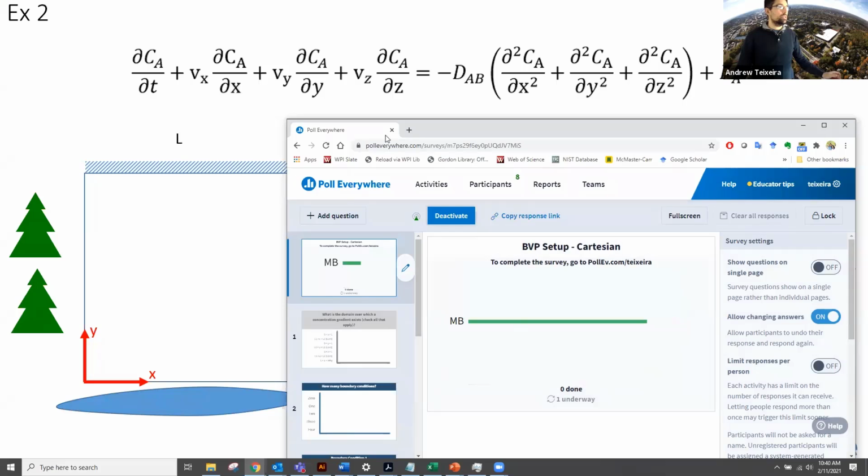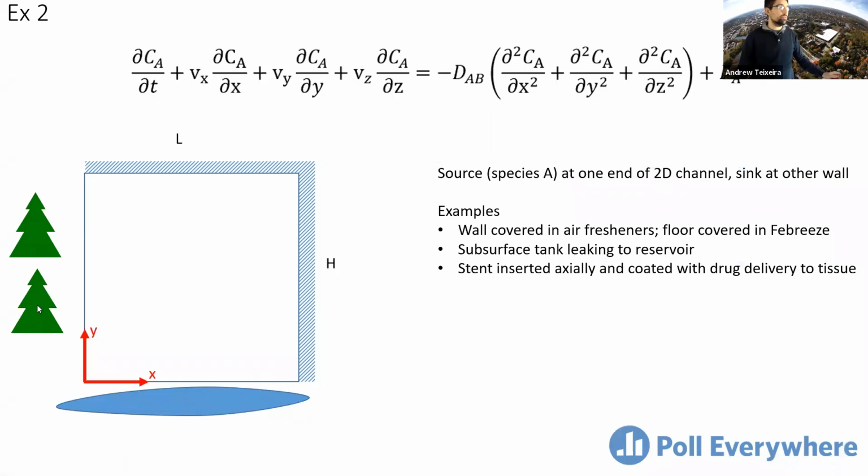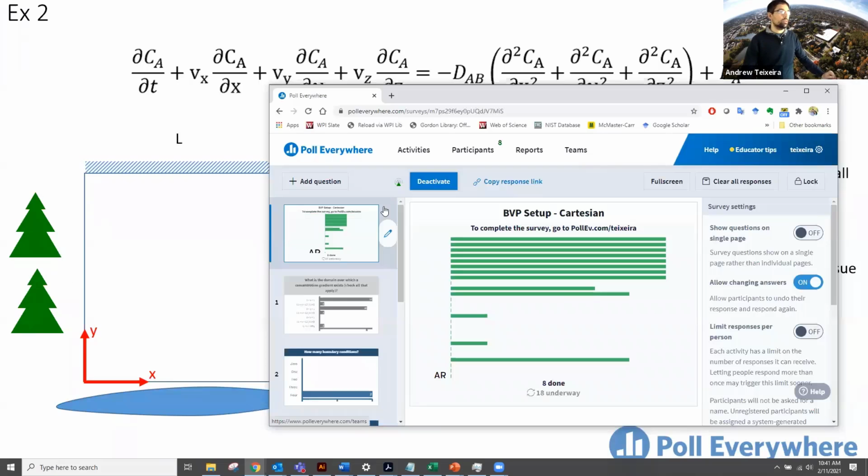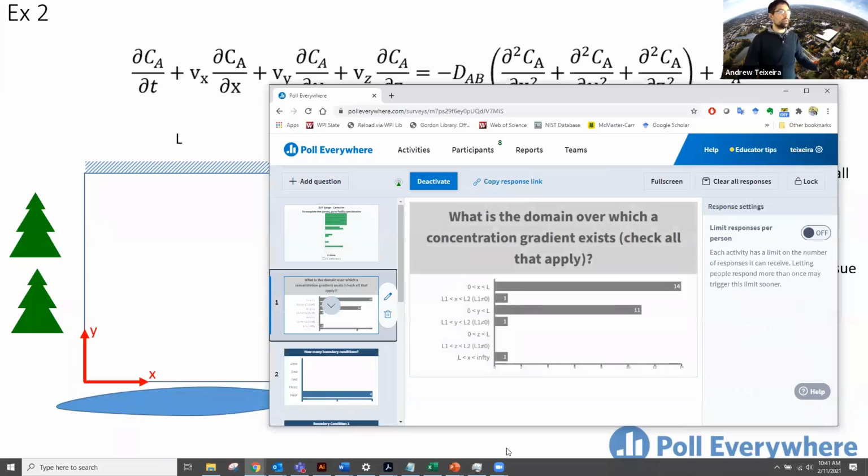All right, so we're going to move on to this next example. This is the exact same thing, except I now move the air fresheners to be on one of the walls. So the source term, which has species A, is at one end of a 2D channel, and the sink is on the other adjacent wall. One example is wall and Febreze. Another example is a subsurface tank leaking over a reservoir. You could have a leaky oil tank over here that is diffusing down and over this way. Looks like answers are coming in, so I'll move along.